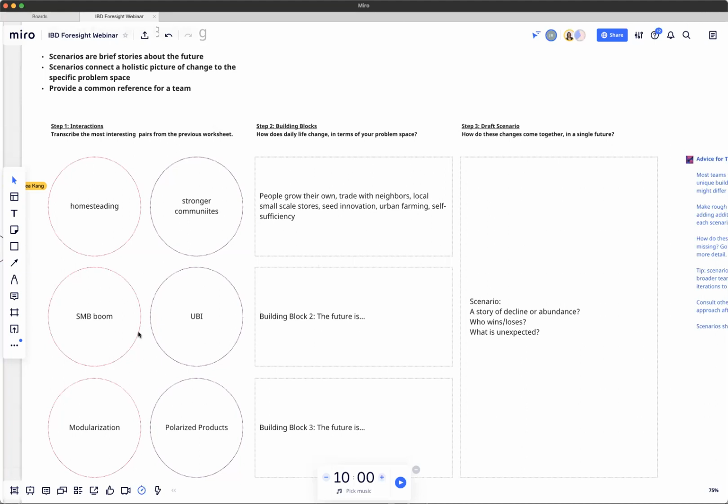Related, small and medium business boom and universal basic income. What happens to the world of grocery and food when you have this explosion in small and medium businesses, potentially as a direct result of people having the ability to start them because of UBI? What happens then? Someone mentioned farmers markets, less ugly bougie grocery stores. Uglier produce.